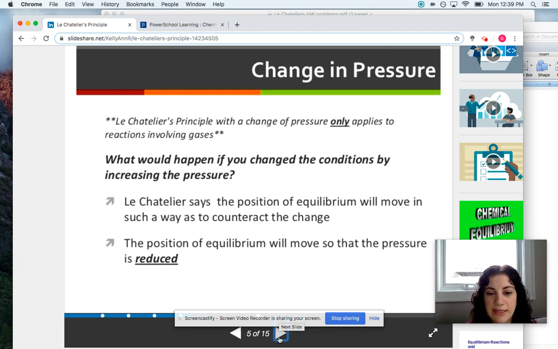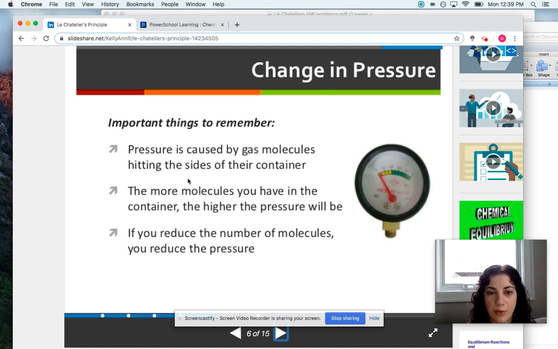So if you've got gas molecules moving around, if you increase pressure, that means they're bouncing off wherever, right? Faster. So there's more pressure. They're moving more quickly, right? They're hitting the sides of whatever container they're in. So pressure is caused by gas molecules hitting the sides of their container. The more molecules you have in the container, the higher the pressure will be. If you reduce the number of molecules, you're going to reduce the pressure. Okay, so that's going to help us with figuring out which direction the equation will go.